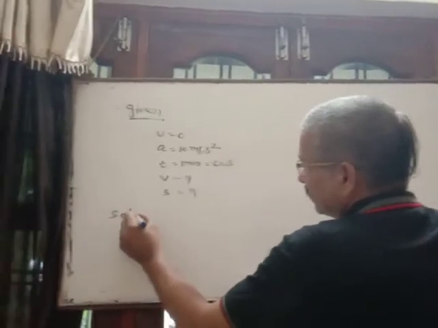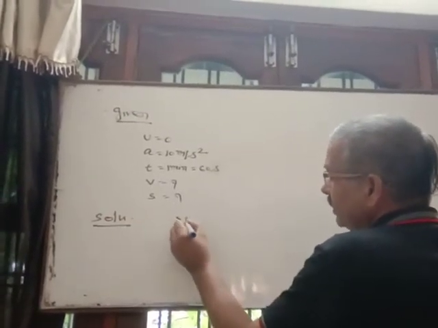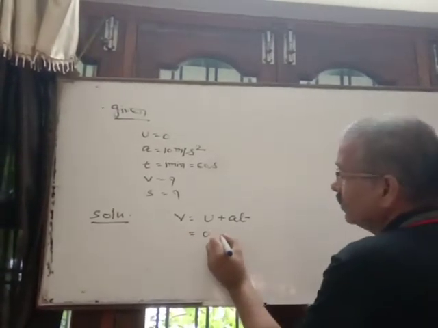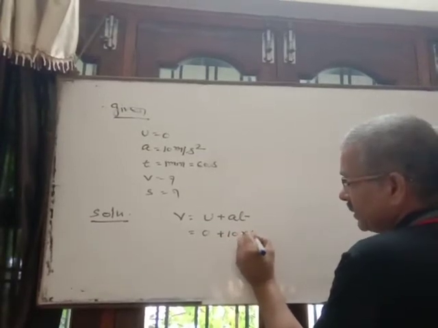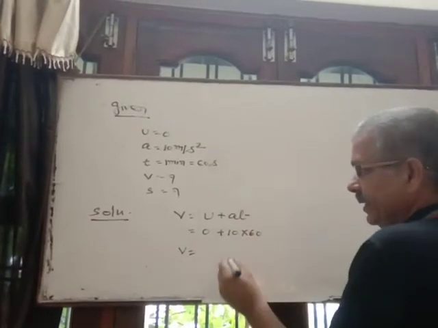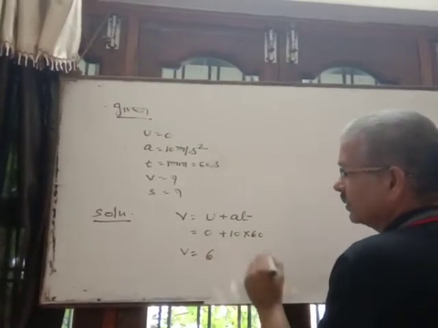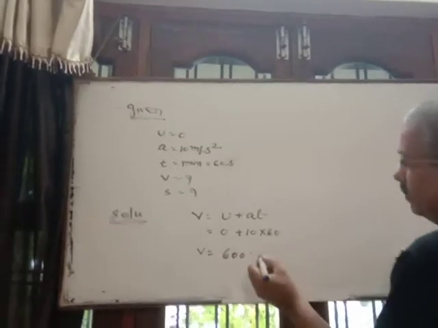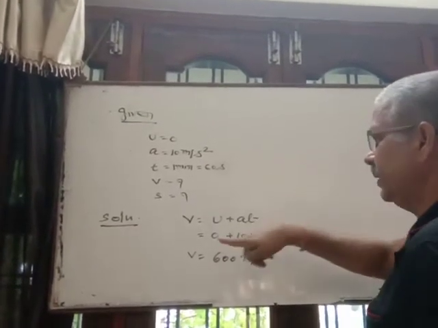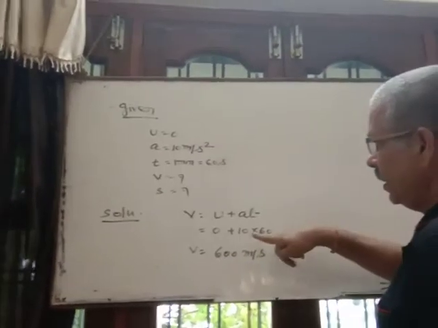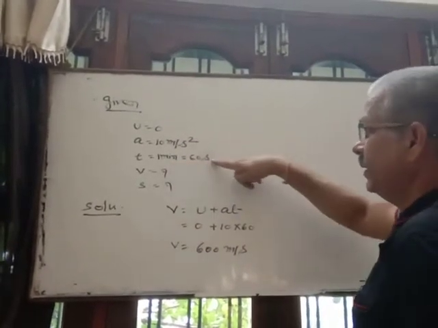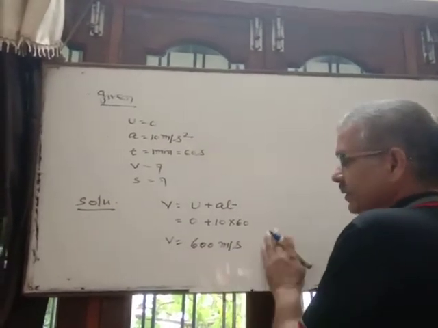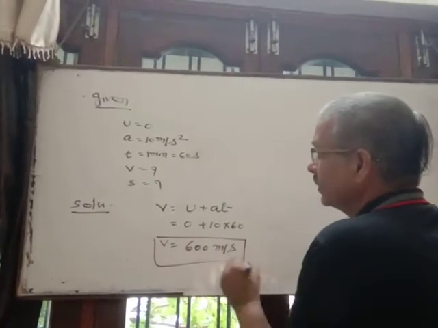Solution. As you know, v is equal to u plus at. First equation. Initial velocity 0, acceleration 10, time is 60. So velocity after 60 seconds is 600 meter per second. v is equal to u plus at, u 0, a 10, time 1 minute, it is 60 seconds. So it is 60 into 10, that is 600 meter per second. This is the velocity after 60 seconds.